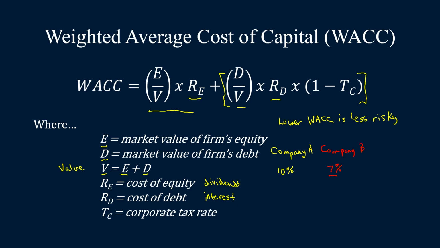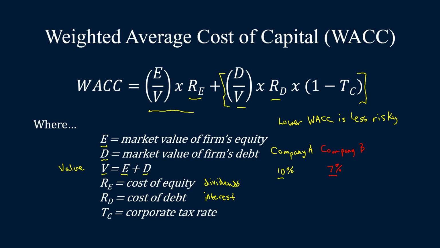And because they're spending less money, it's less risky than company A, which is having to spend more and more money on their cost of equity and cost of debt. Now, not looking at any other factors, if you were an investor, you might say, well, company B is safer. I'm going to put my money in company B, if you're not looking at anything else.